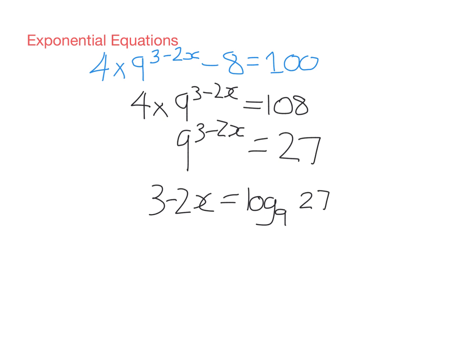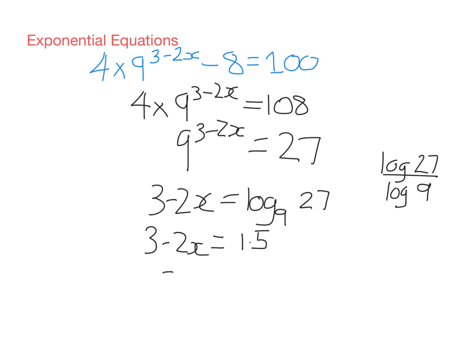But now I've got the x's on one side. So if you put log 9 of 27 in your calculator, again, if you can't input the base, you're going to have to put log 27 over log 9. You get 1.5 because 9 to the power of 1.5 is 27. So now this is easy to solve. We simply subtract 3 from both sides and then divide each side by -2. I get x equals 3/4 or 0.75 and I'm done.